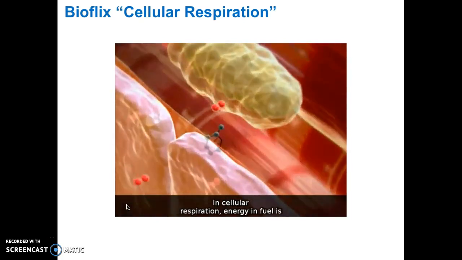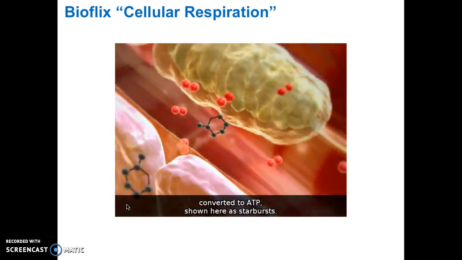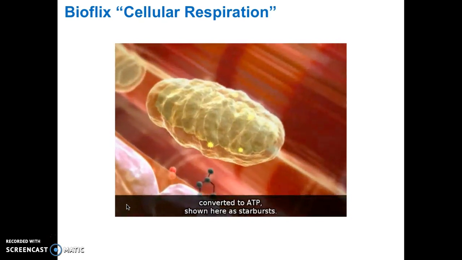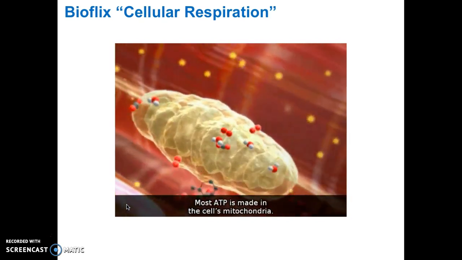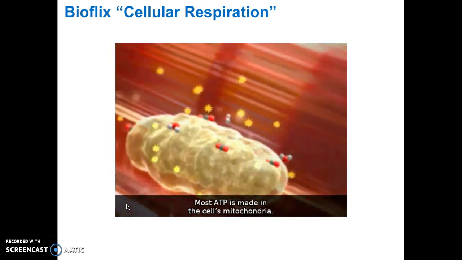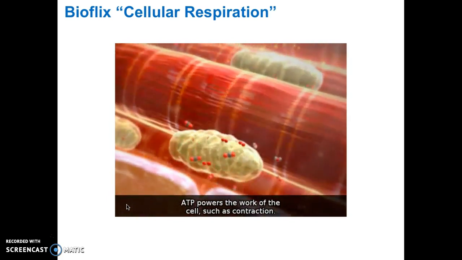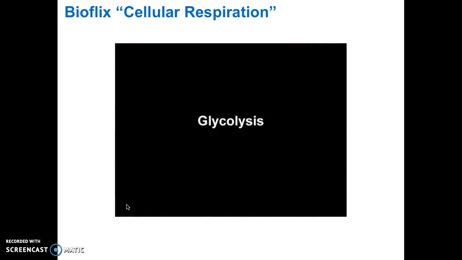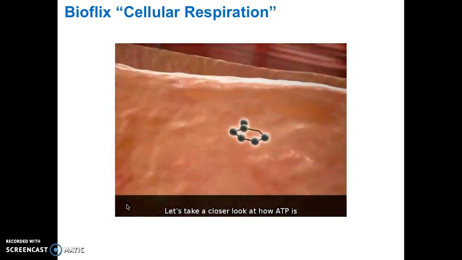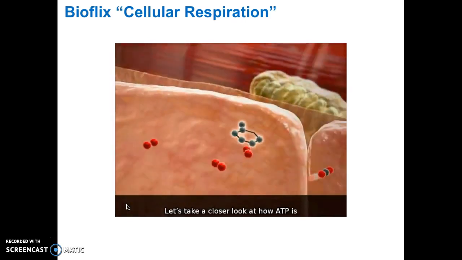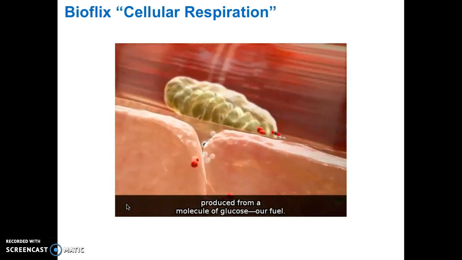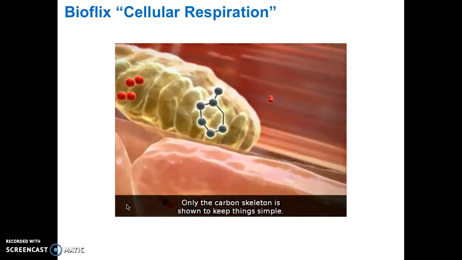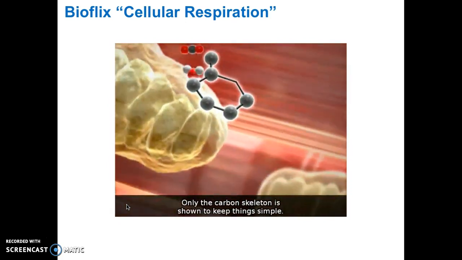In cellular respiration, energy and fuel is converted to ATP, shown here as starbursts. Most ATP is made in the cell's mitochondria. ATP powers the work of the cell, such as contraction. Let's take a closer look at how ATP is produced from a molecule of glucose, our fuel. Only the carbon skeleton is shown to keep things simple.